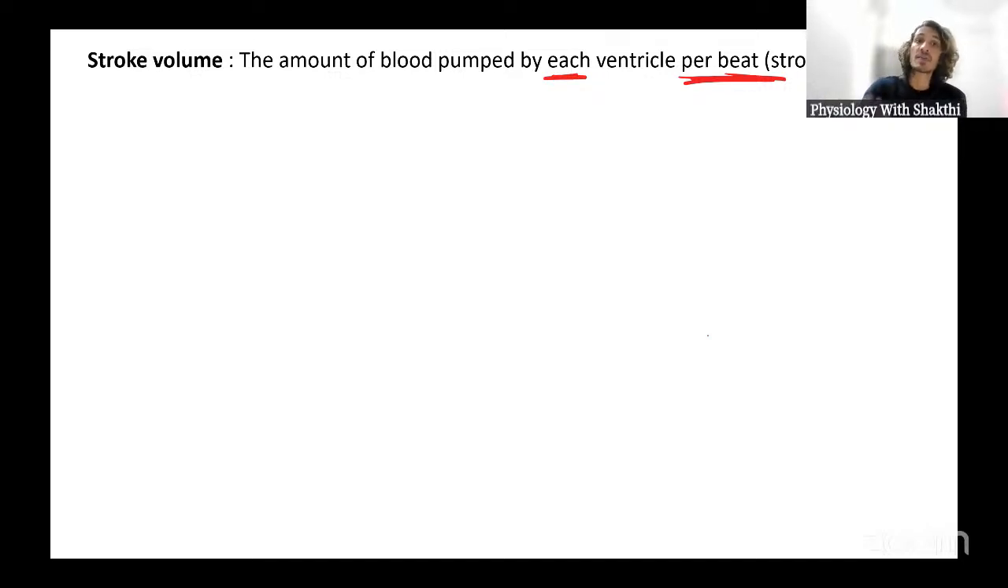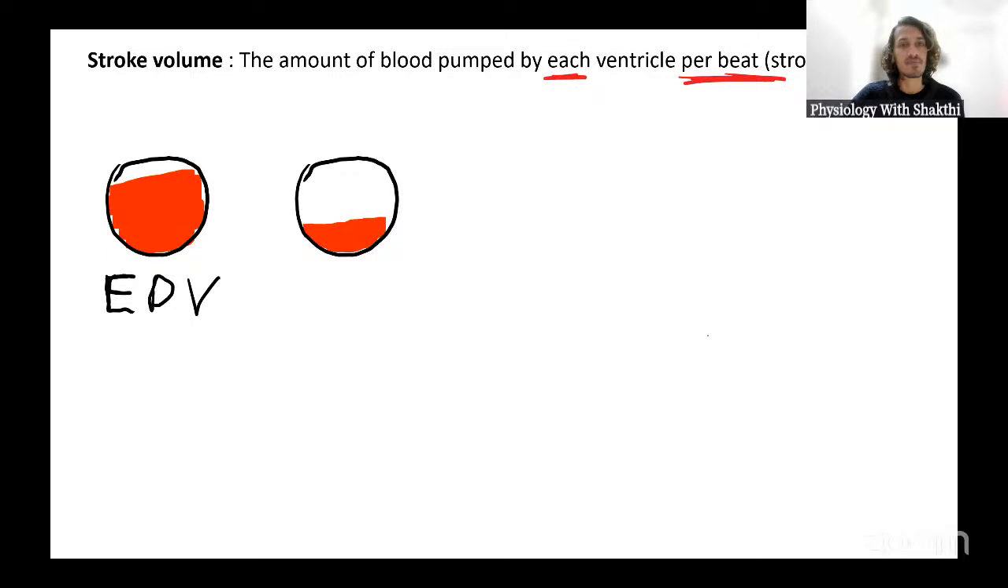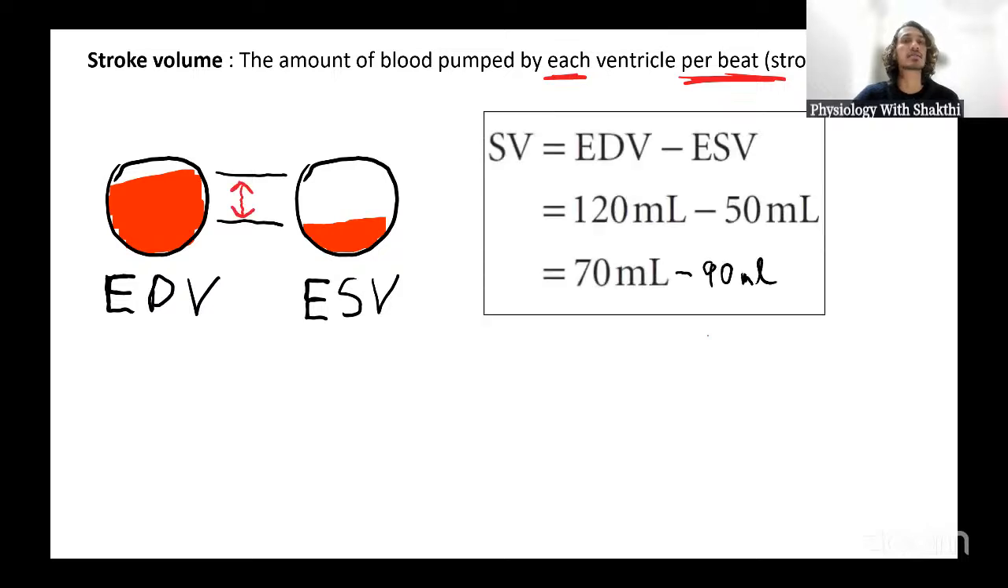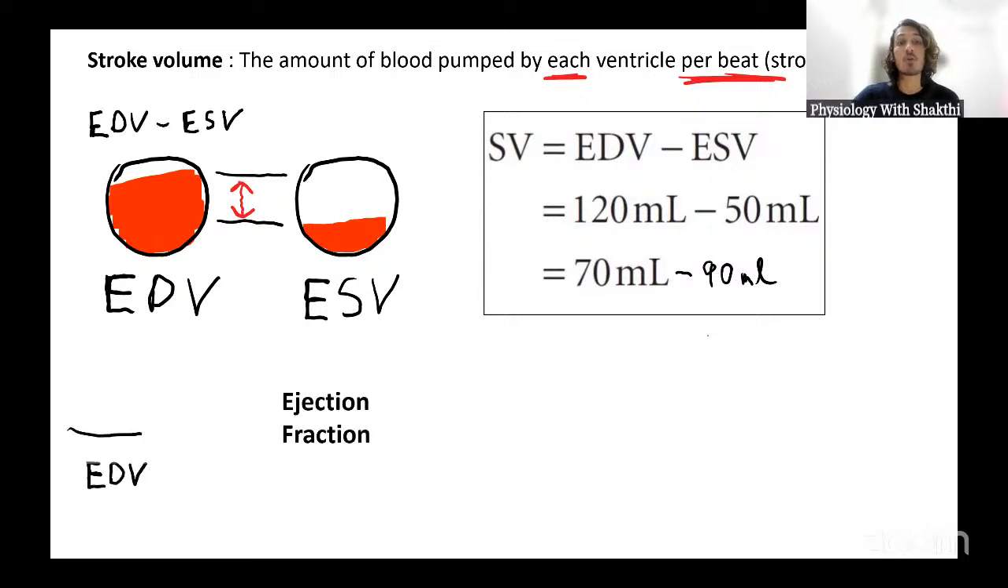So what is stroke volume? The amount of blood pumped by each ventricle per beat or per stroke. That is stroke volume. Okay. So we have the end diastolic volume. From there, after a stroke, we have end systolic volume. So how much in between was taken out, that is your stroke volume. Usually it has a range of 70 to 90 ml. And the fraction of the blood that has been ejected is stroke volume divided by end diastolic volume. Out of the total end diastolic volume, how much has gone as stroke volume, that is the fraction. The ejection fraction usually comes around 65%.